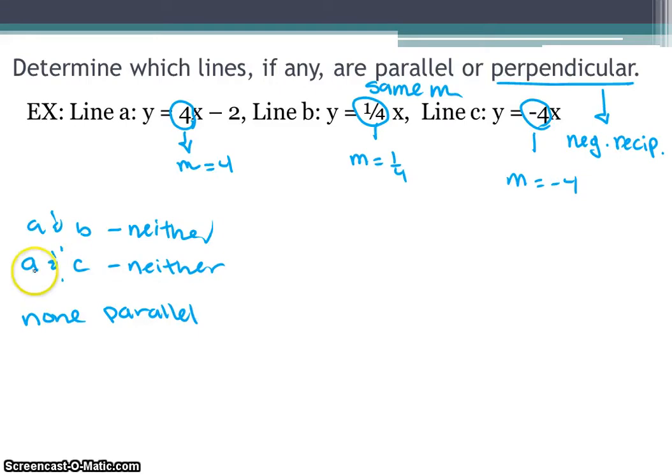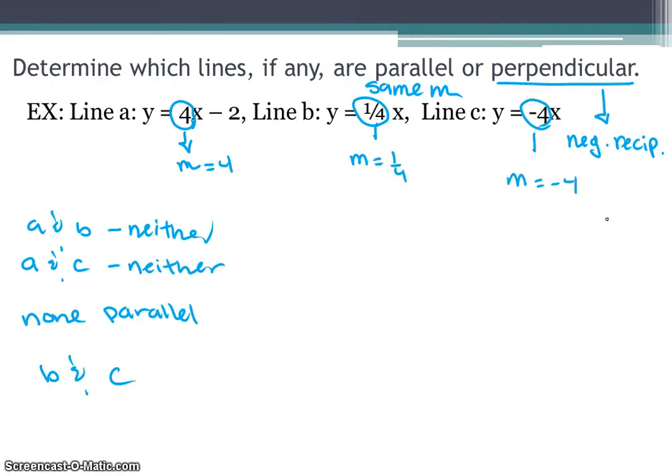Okay, so we looked at A and B, and we looked at A and C. Now we need to look at B and C. What do we know about B and C? Hey, Miss Hygra. Well, they're not the same. We already discussed that, so they're not parallel. That's not what I was excited about.